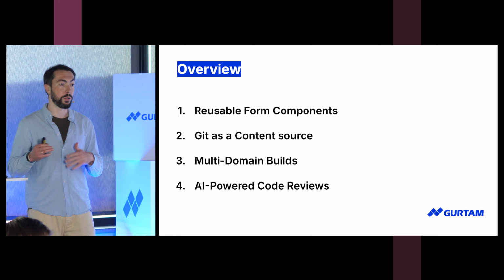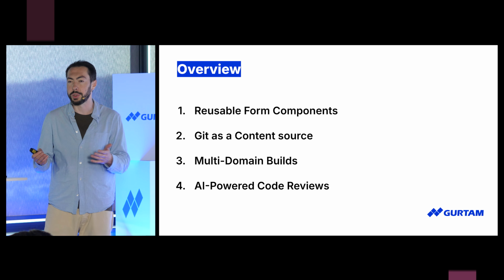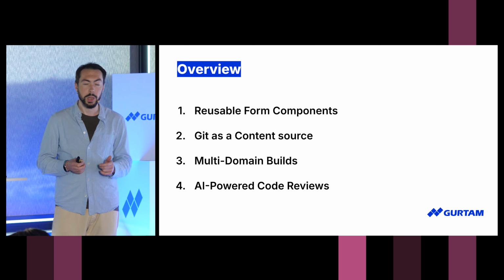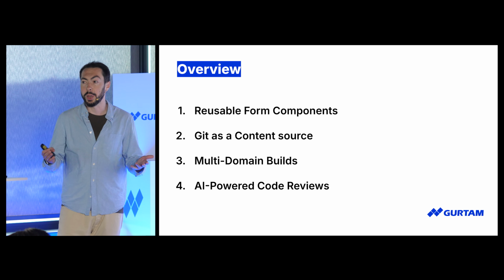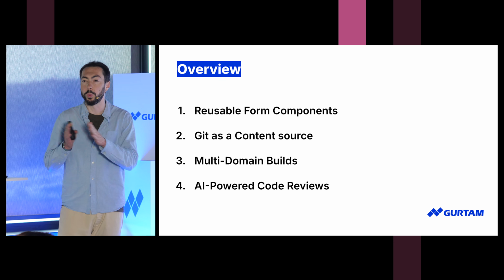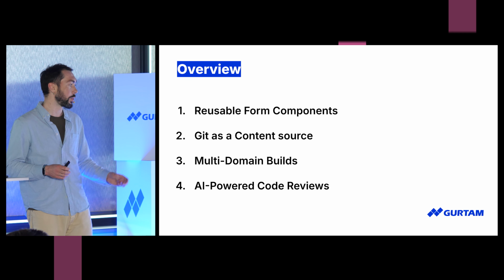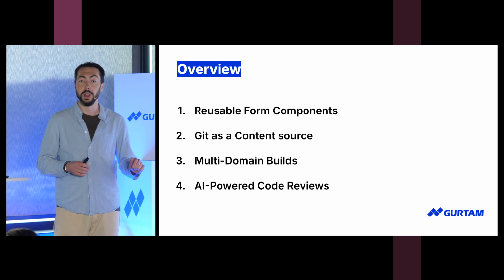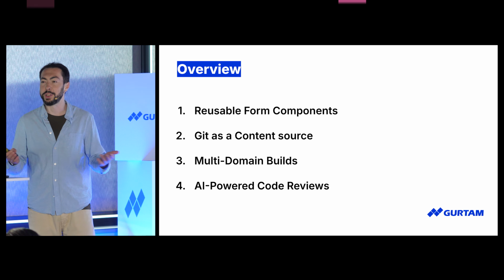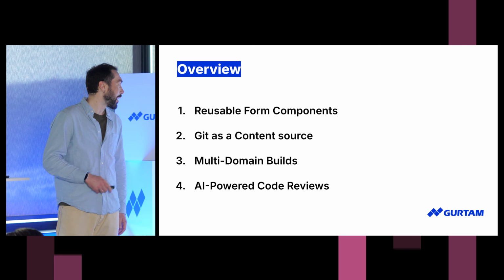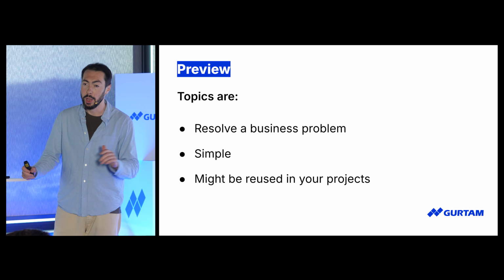Second one, Git as content source, is some kind of approach that we use in a few of our projects. And multi-domain builds. That's also our need, to build one project on different URLs. And AI-powered code reviews, because it's impossible nowadays to leave a presentation without AI. AI is everywhere.